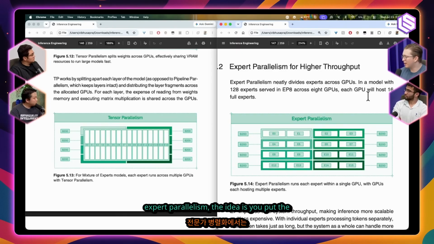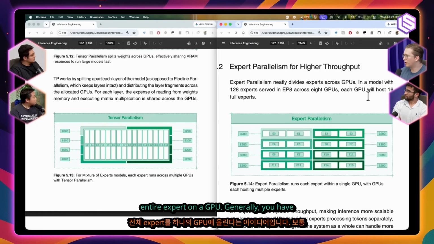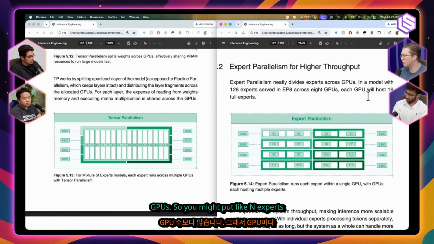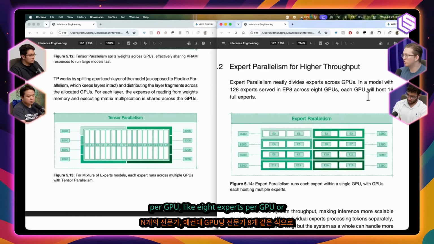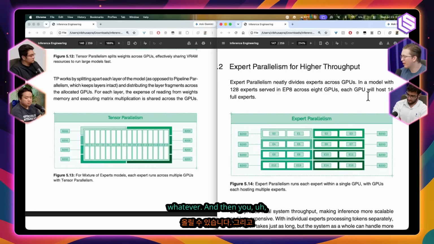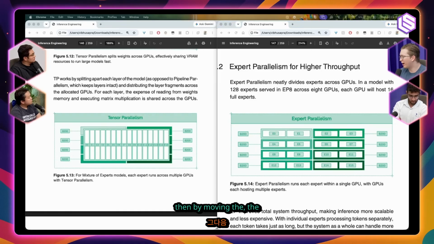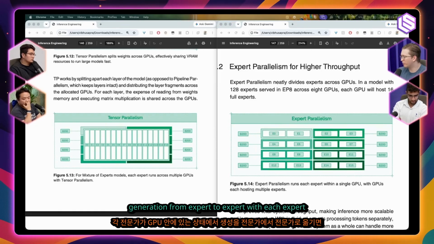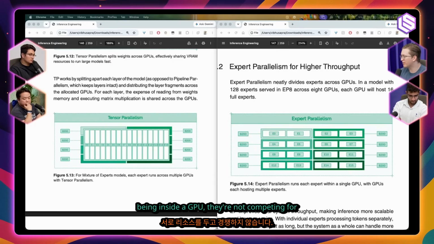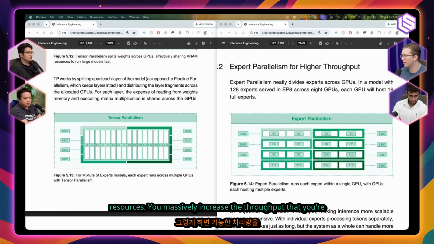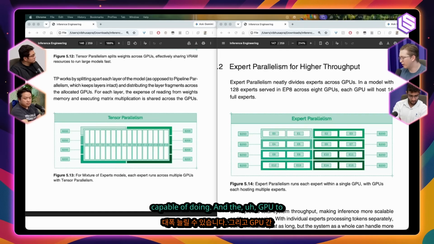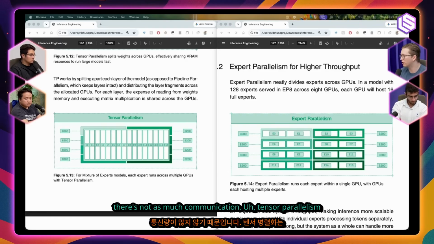With expert parallelism, the idea is you put the entire expert on a GPU. Generally, you have more experts than GPUs, so you might put n experts per GPU, like 8 experts per GPU or whatever, and then you replicate the router, which is very small, across each of the GPUs. By moving the generation from expert to expert, with each expert inside a GPU, they're not competing for resources. You massively increase the throughput that you're capable of, and the GPU to GPU connection is not as important because there's not as much communication.